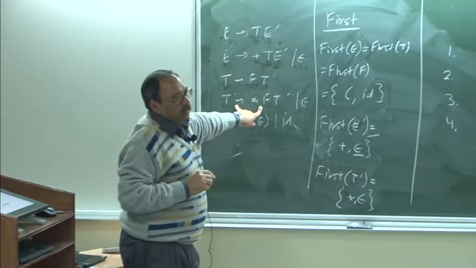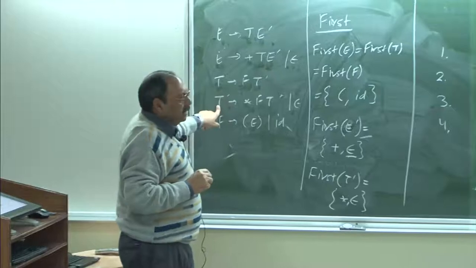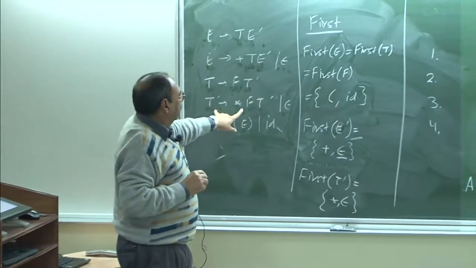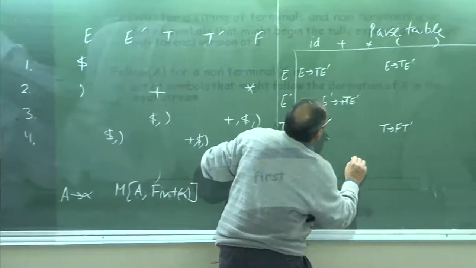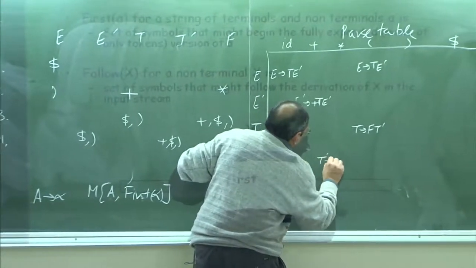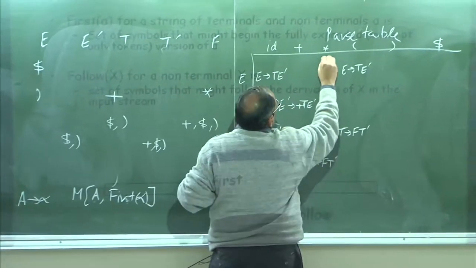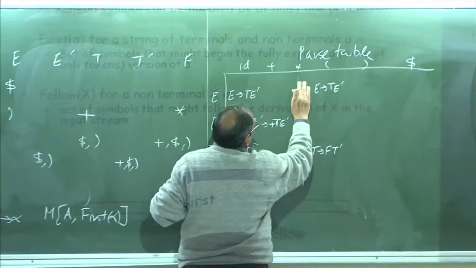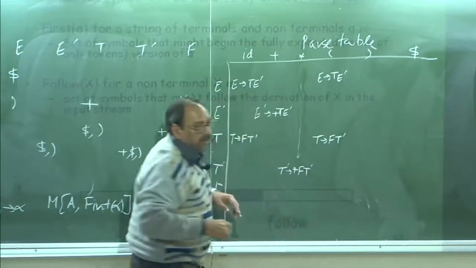Now, what about this rule? This says T prime goes to star F T prime. That means whenever I see star and this is the non-terminal, then I can use this rule. So this says T prime and star is here, so T prime goes to star F T prime. So just align this. This is roughly here. This corresponds to plus, this corresponds to left parenthesis and so on.